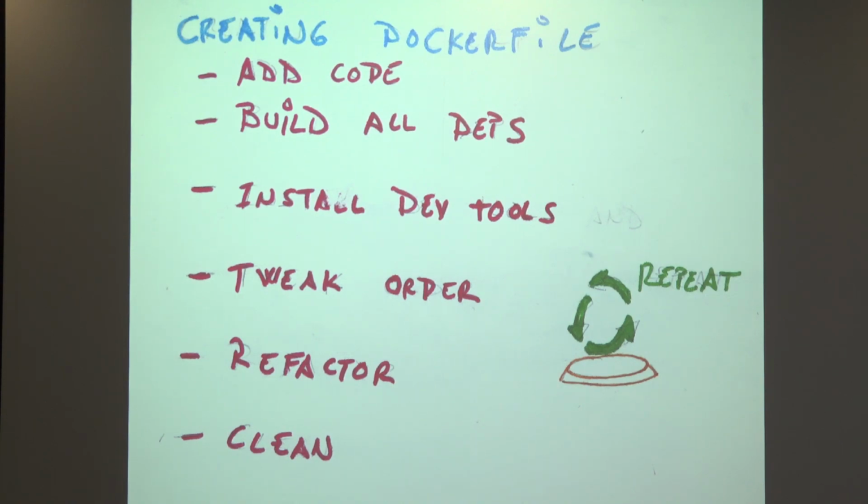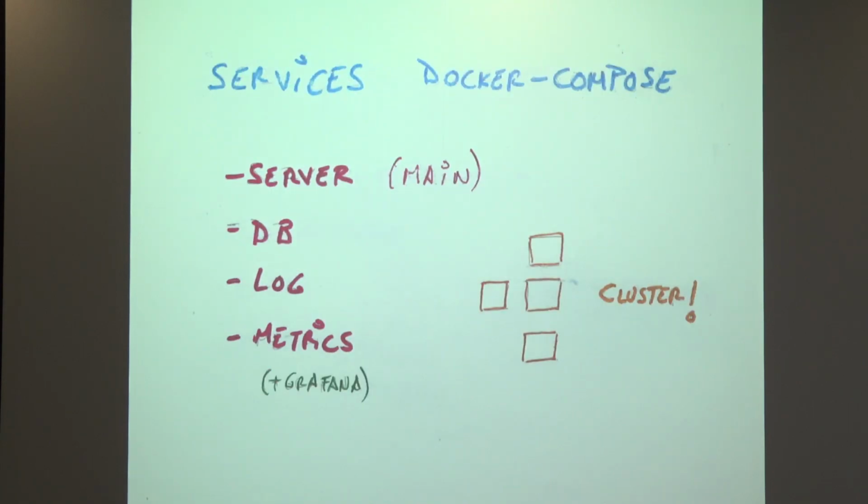So it's interesting while you're developing to tweak the order sometimes, and then keep the final order in a different way, depending on the area of the Dockerfile that you're working on. The services in the template that we have are server, which is the main container, the database, the log, and the metrics. There's also an external Grafana container, but that's more like an example. You can connect it to the metrics one to get better graphs if you want.